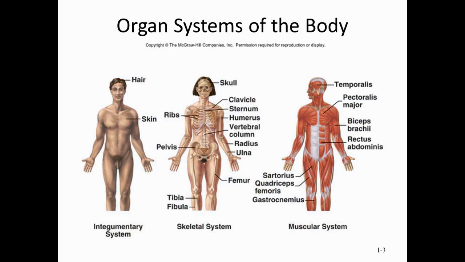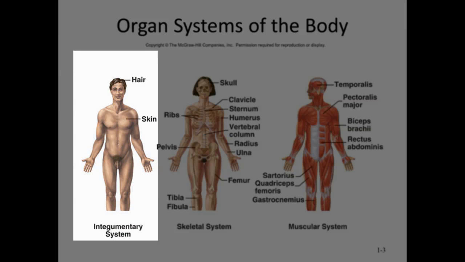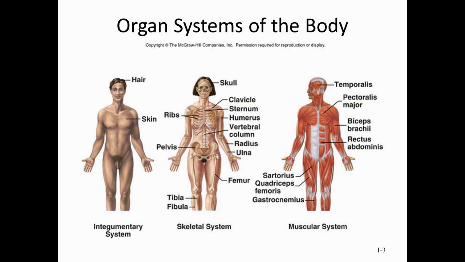Then we have organ systems of the body. Don't forget the different functions of each of these systems. The integumentary system, of course, is to protect. It protects the body. It makes vitamin D. It excretes. For example, it helps to cool the body if we perspire, and that perspiration is then able to evaporate. Also, we secrete oils in the form of sebum.